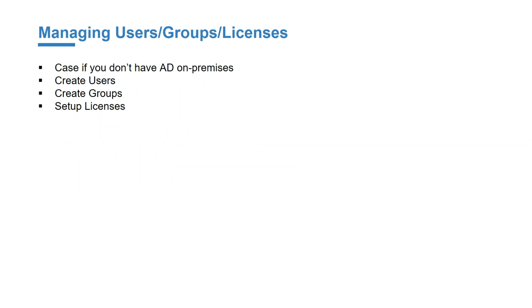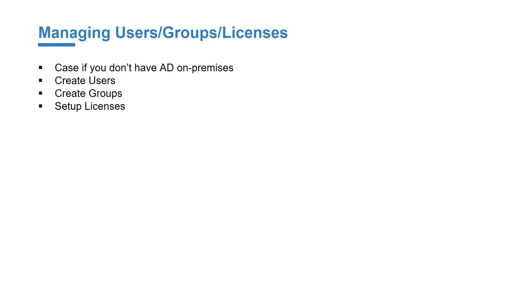In terms of managing the users, the groups, and the licenses, the demo that I'm going to show you assumes that you don't have an Active Directory on premises. That means that you don't use an index of all of your users already on your premises to log them in or to have them go through some security policies. If you've never heard about Active Directory or you don't use it, then that's fine. You're going to be able to follow along with those steps.